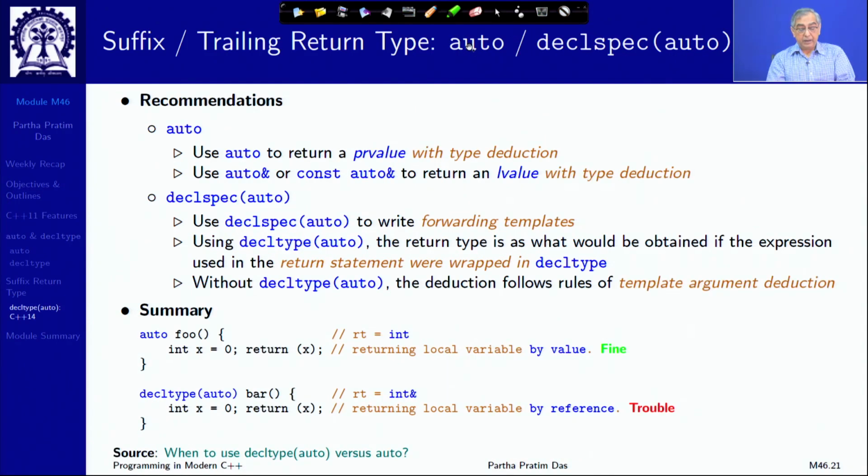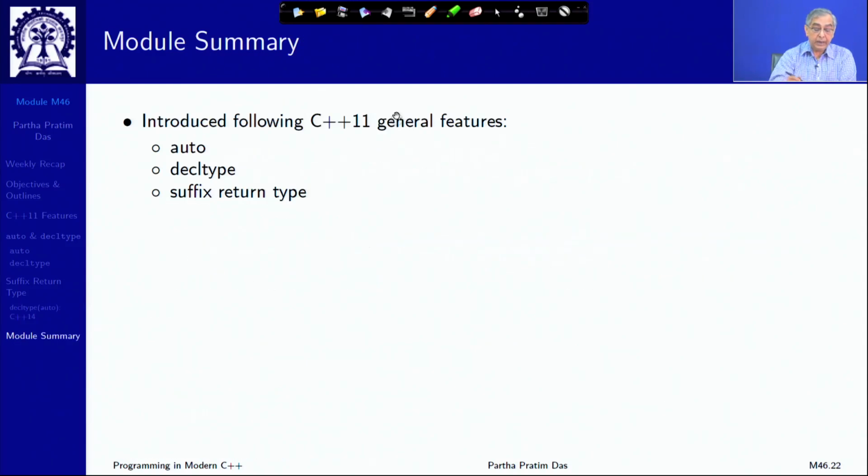So, here are some common recommendations that I have put, you can go through that. And so, this brings us to the end of this module, and we have introduced 3 general C++ features of auto, decltype and suffix return type.